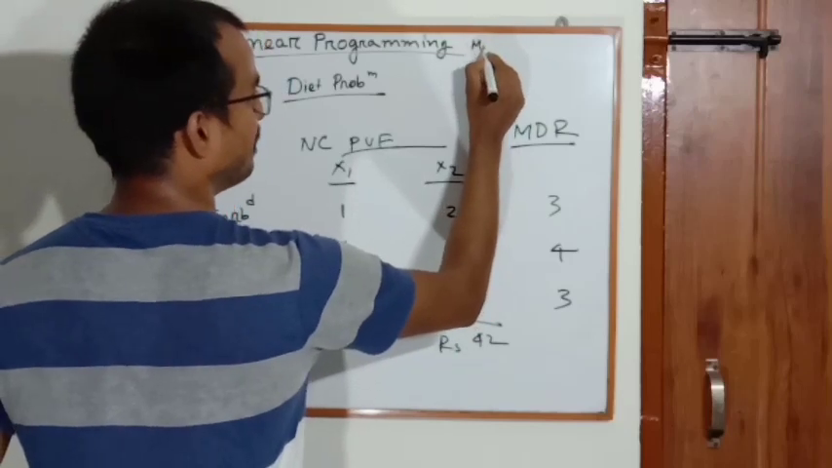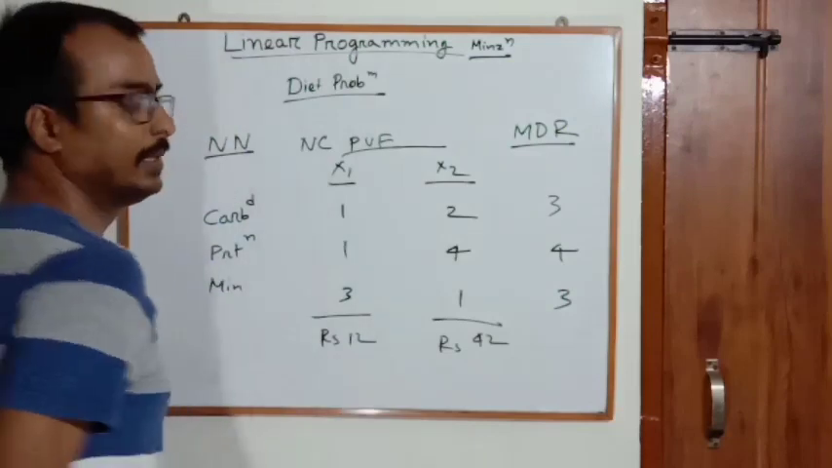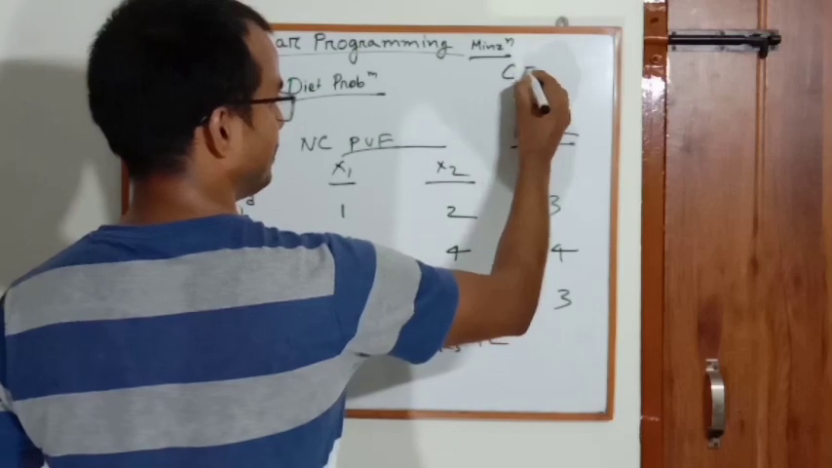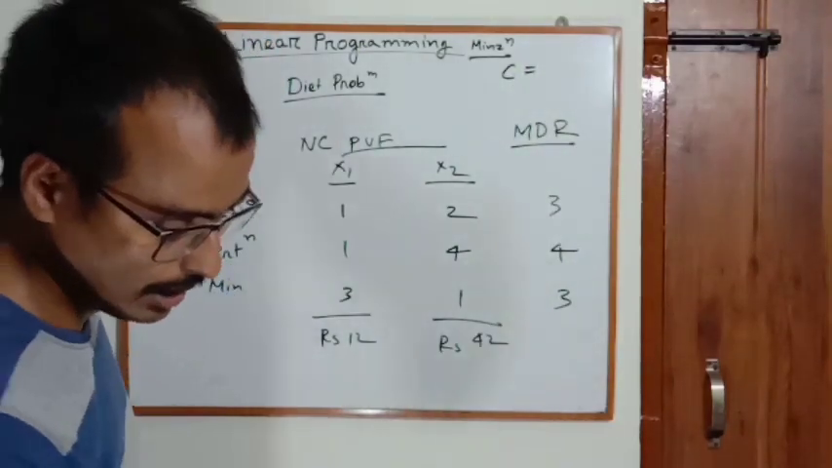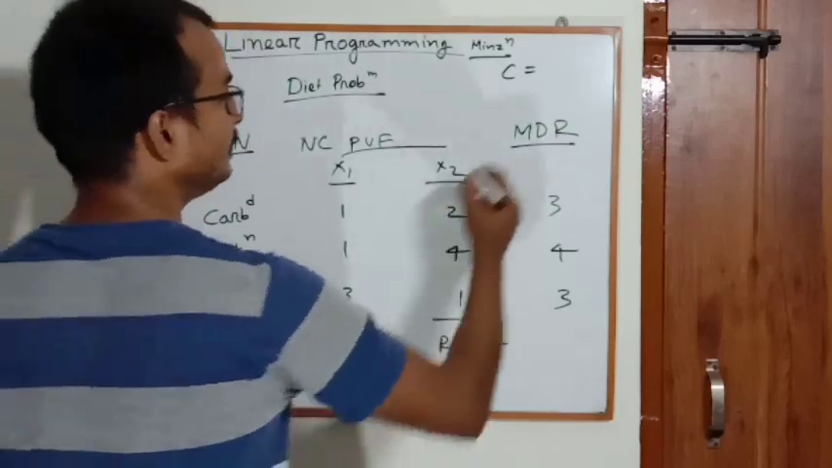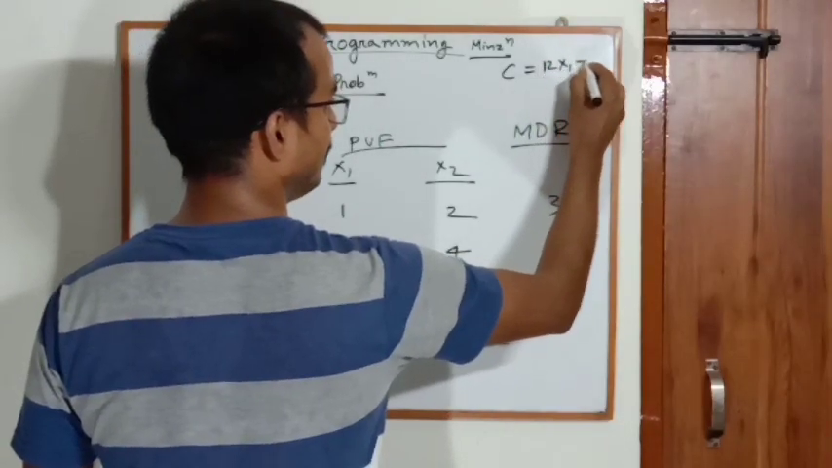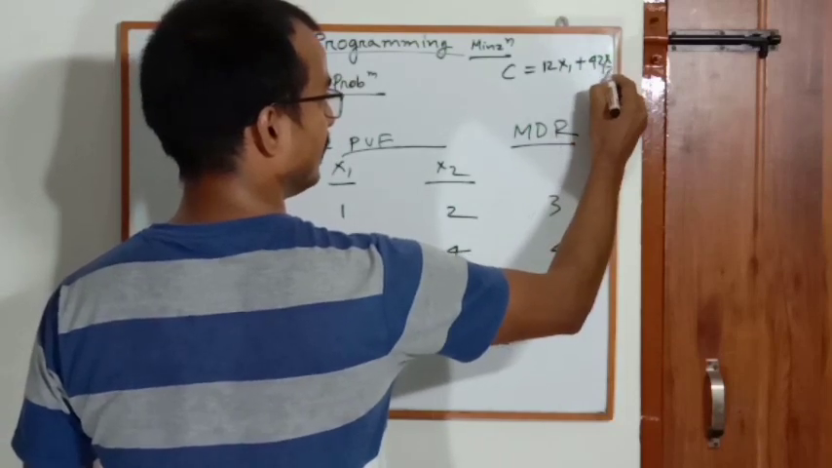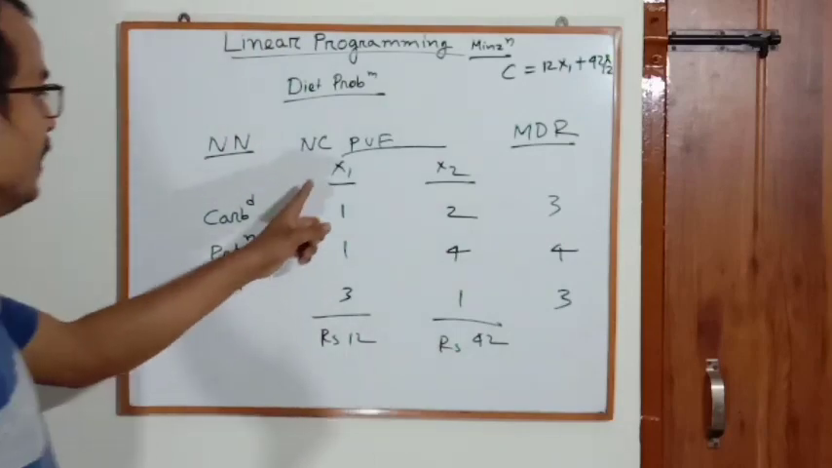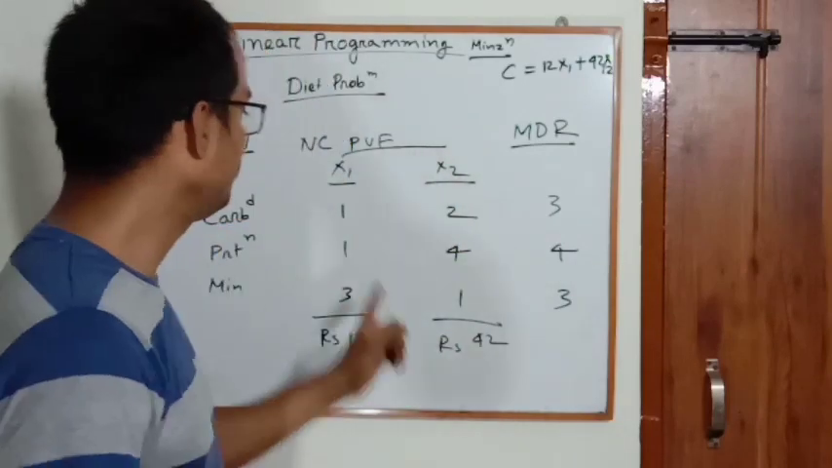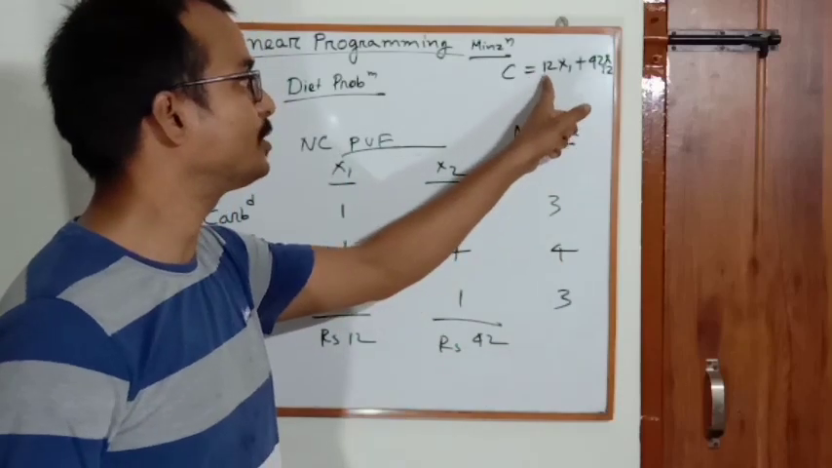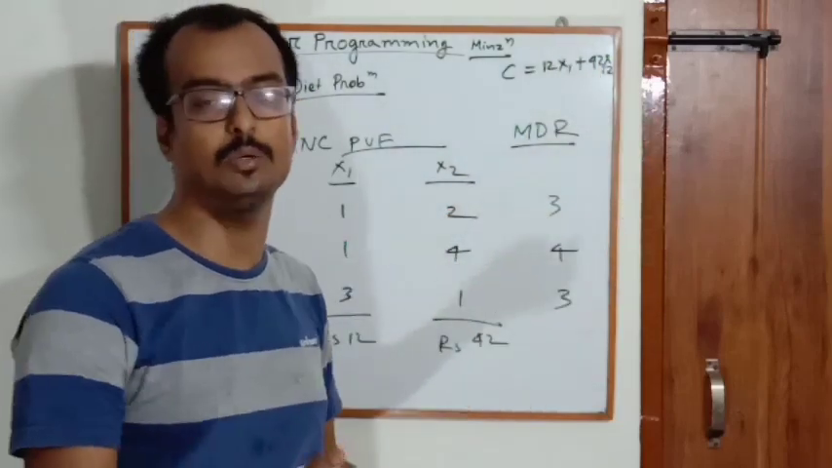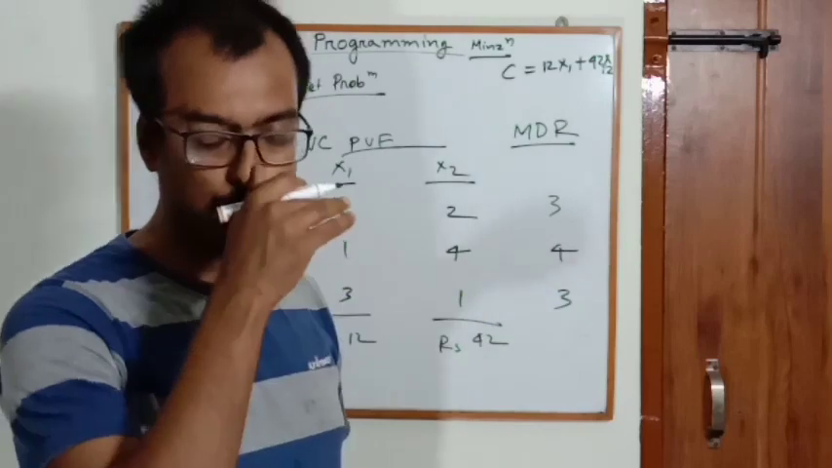First, your problem is minimization. So minimization means cost minimization. So C. So what are the two things which you have to consider? 12x1 plus 42x2. What is this? Because you have to give two goods, na? You have to give two goods, x1 and x2. So price of x1 into how many x1, price of x2 into how many x2, is equal to the total cost which you need to pay.